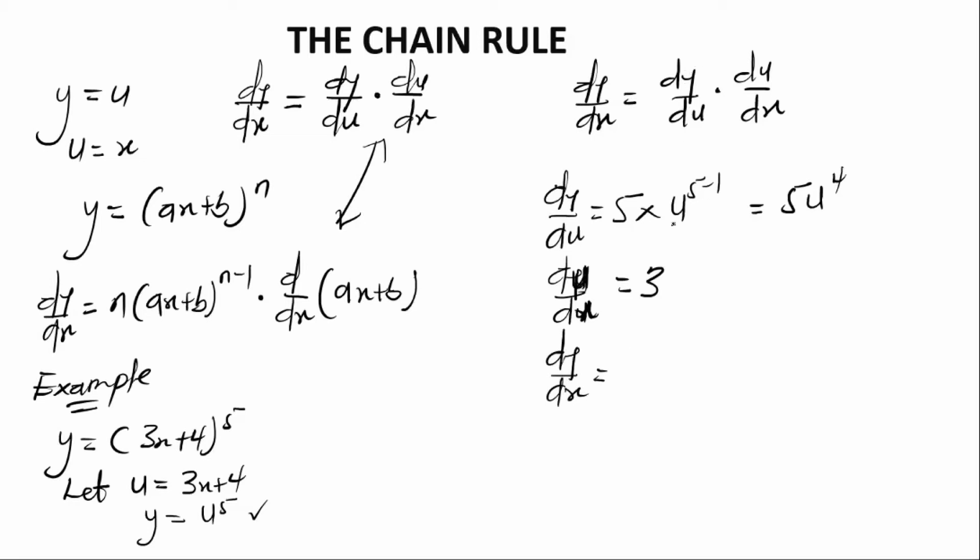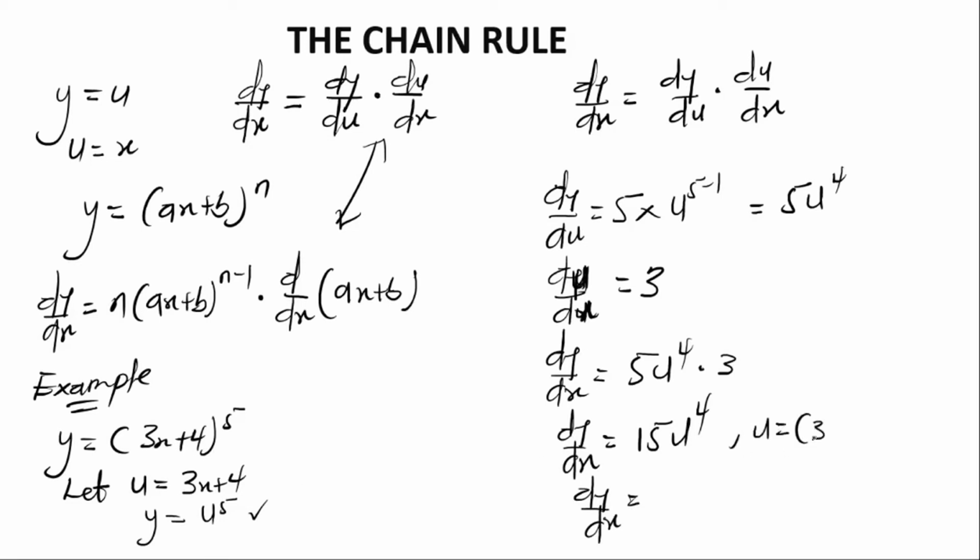Alright, so it means from here our dy dx of this function is equal to dy over du, which is 5u power 4, multiplied by du over dx, which is 3. So dy dx is equal to 3 multiplied by 5, which is 15u power 4. So our dy dx finally is equal to, but we said initially that u is equal to 3x plus 4. So if we substitute this back, we get 15 into bracket 3x plus 4 raised to the power 4 as the differentiation of this example.